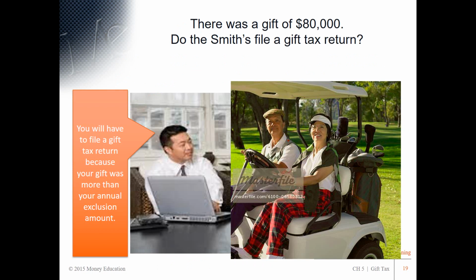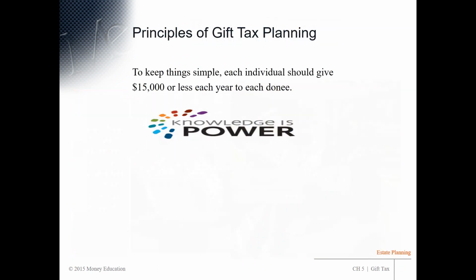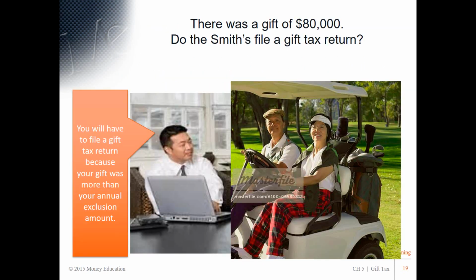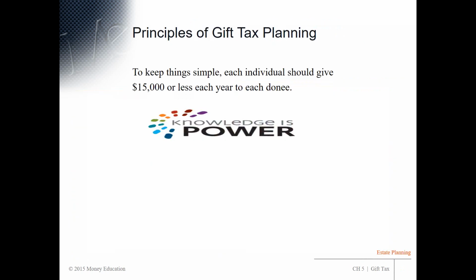So there was a gift of $80,000. Do they file a tax return? So what you tell them is you'll have to file a gift tax return because your gift was more than the annual exclusion amount. So, to keep things simple, which often is the goal, each individual should give $15,000 or less to each donee. But as you can see, that still can be pretty decent money if you've got a husband and a wife and they each want to give to each child, each grandchild, etc.